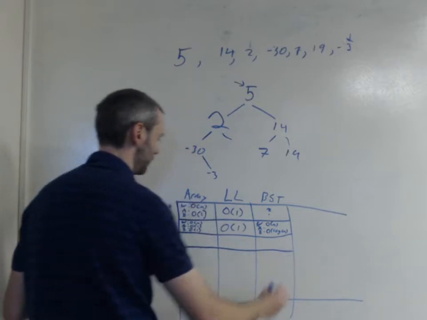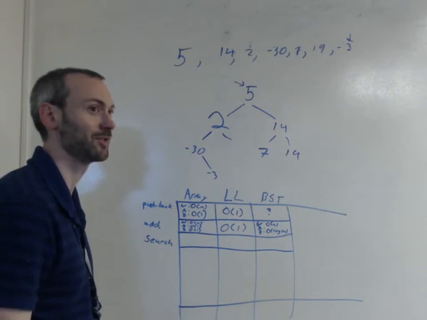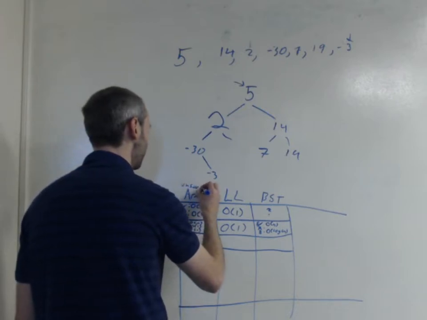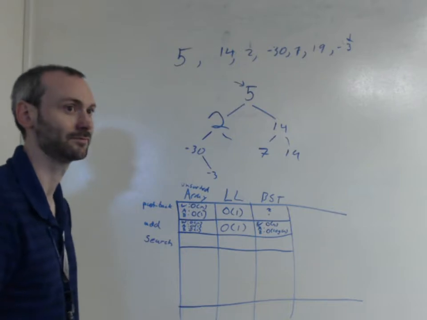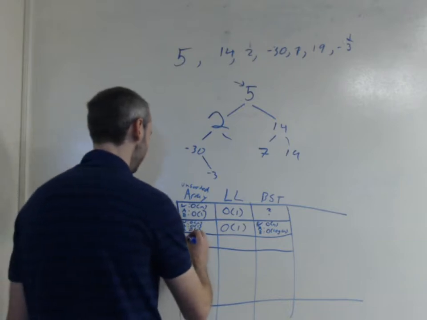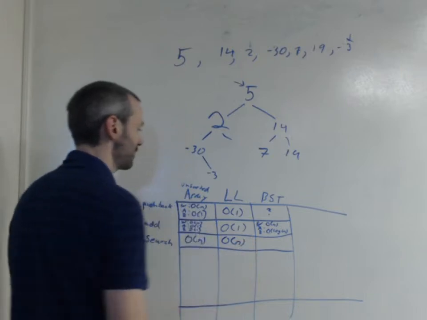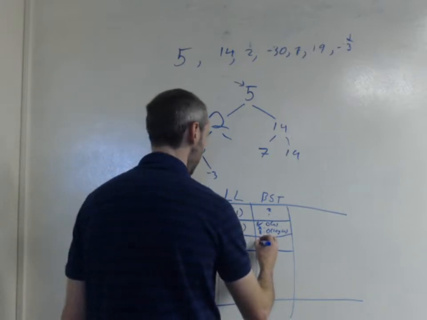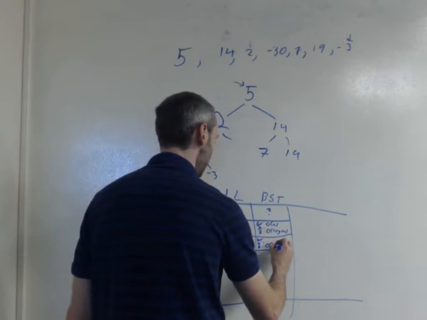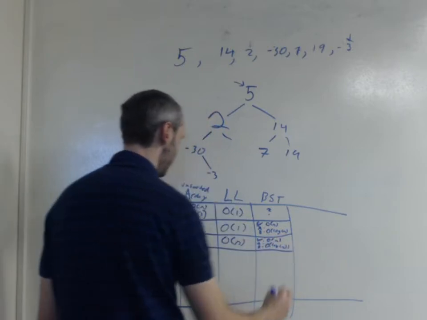Search, ooh. Searching on an array depends if it's sorted or unsorted, right? So let's go with unsorted right now. Yeah, so it's O of n. How about a linked list? Yep. And a binary search tree? Log of n in the best case. Yeah, so worst, average, and best. Average and best is O of log of n. And worst is O of n. Okay, we're winning there.